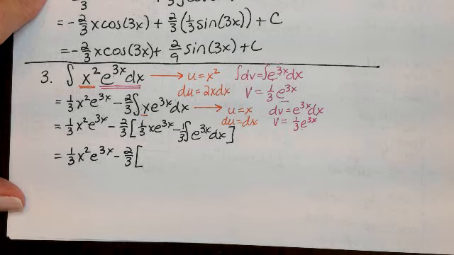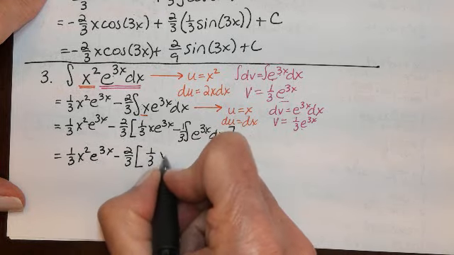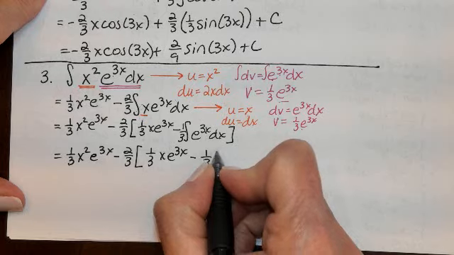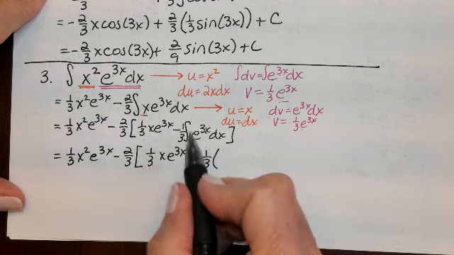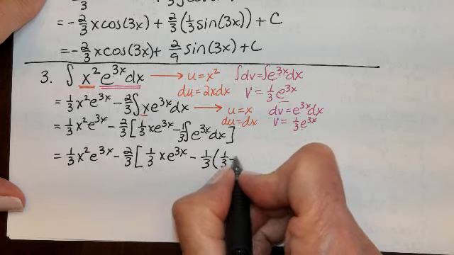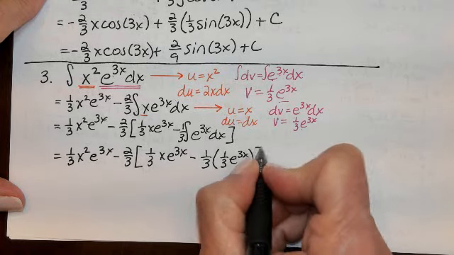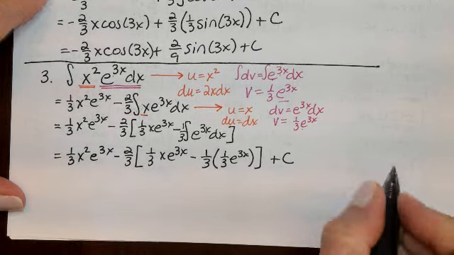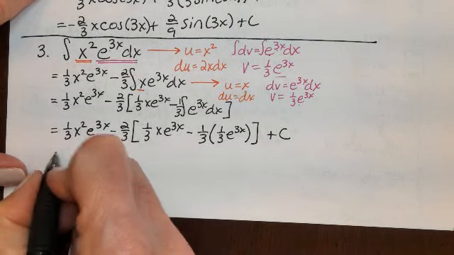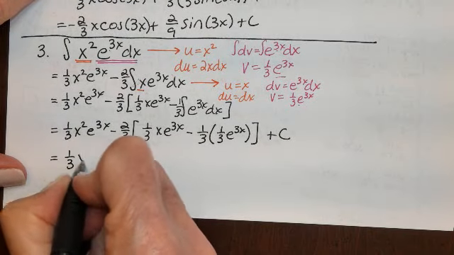I'm just going to keep my brackets. 1/3 x e to the 3x minus 1/3 times, what's the antiderivative of e to the 3x? 1/3 e to the 3x plus c. That would be a safe stop spot, but let's clean it up because for a multiple choice answer, they would definitely clean this up.